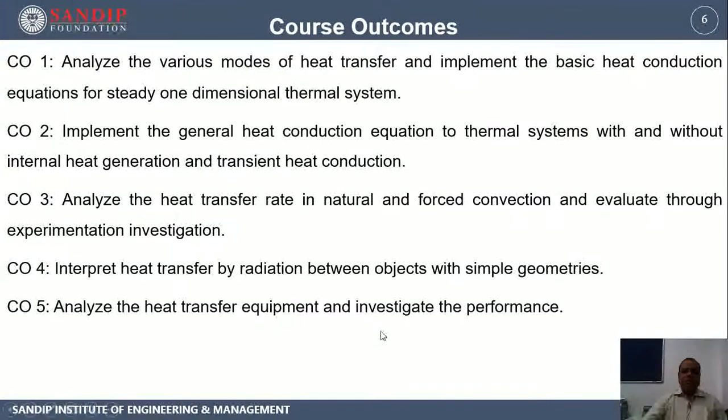And lastly, analyze the heat transfer equipments and investigate their performance. So we are going to talk about the heat exchangers in the end of the syllabus. The course contents are, as usual, like the pattern which is followed in the Savitribai Phule Pune University. It is divided in 6 units.